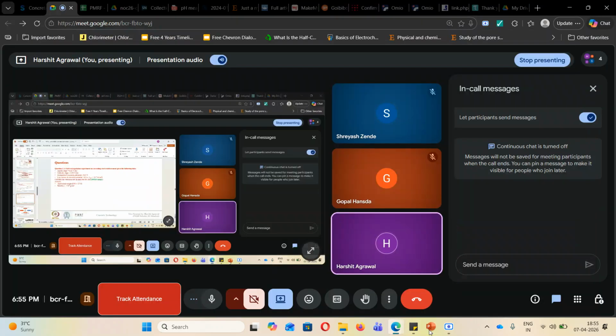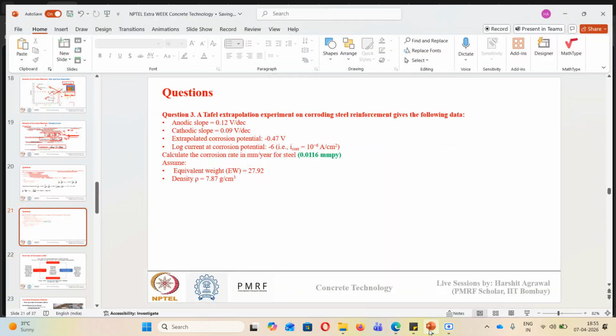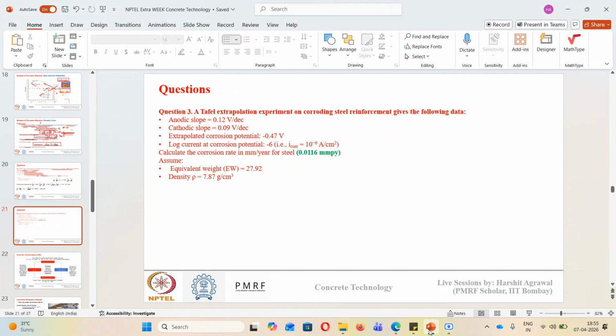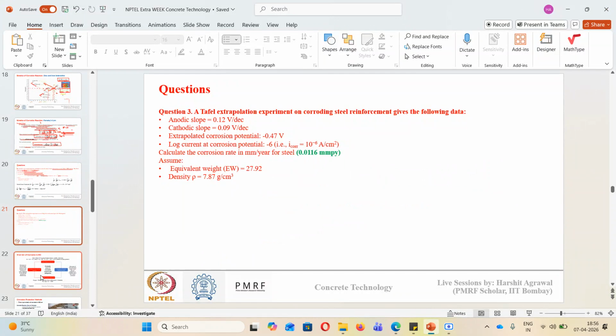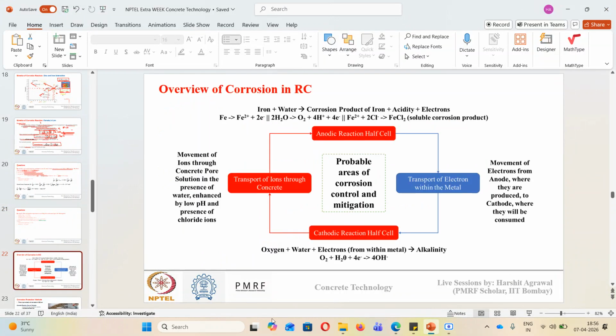Any doubt in the kinetics of corrosion part? Anything that you were not able to understand? Anyone? Okay, if there are no doubts, we'll move ahead.